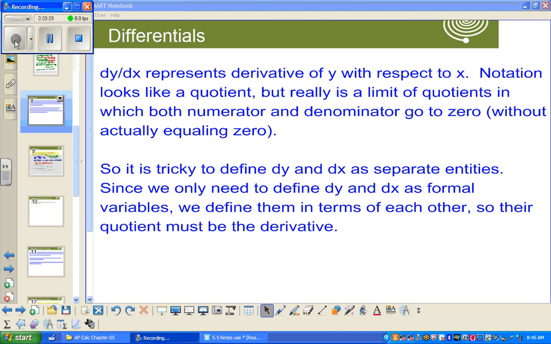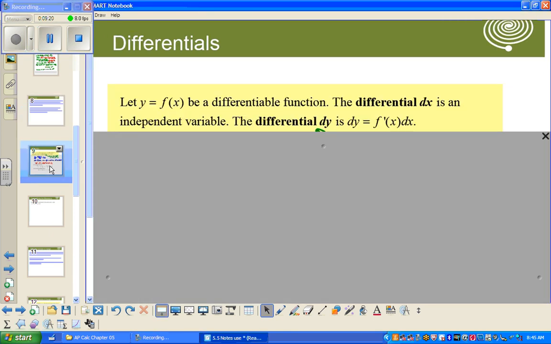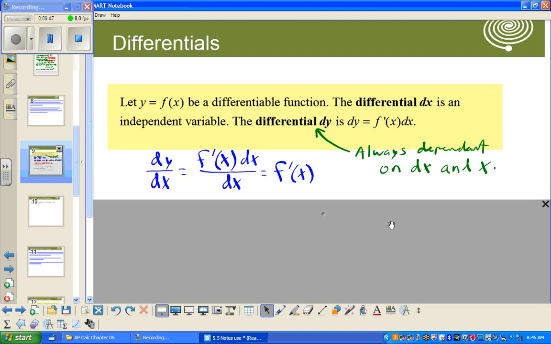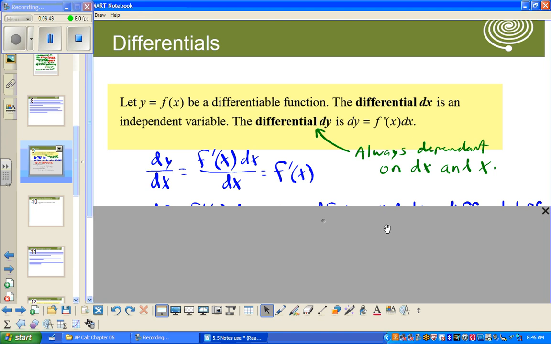So basically what we're going to do is treat dy and dx like variables, where dy is dependent on dx and x. So what that's going to look like is here. This is our definition then. If we let y equal f of x be a differentiable function, the differential dx is an independent variable, and the differential dy is defined as f prime of x times dx, where then the differential y is always dependent on dx and x.